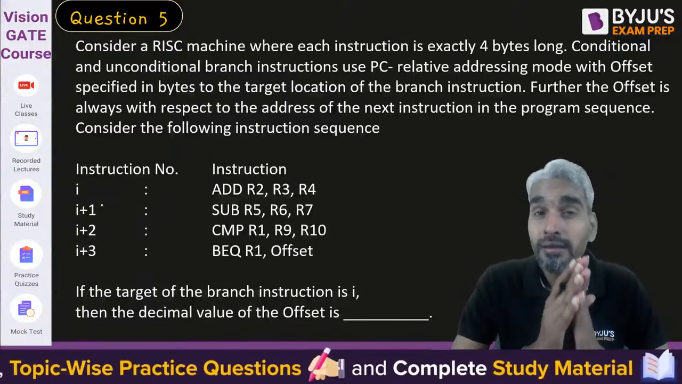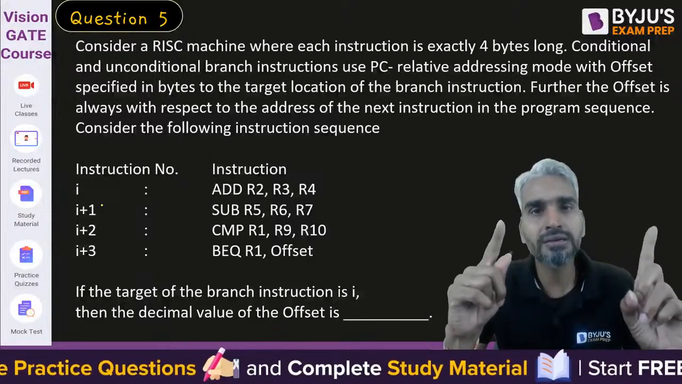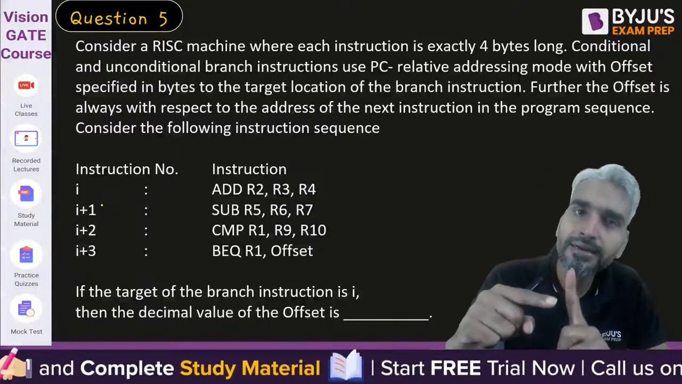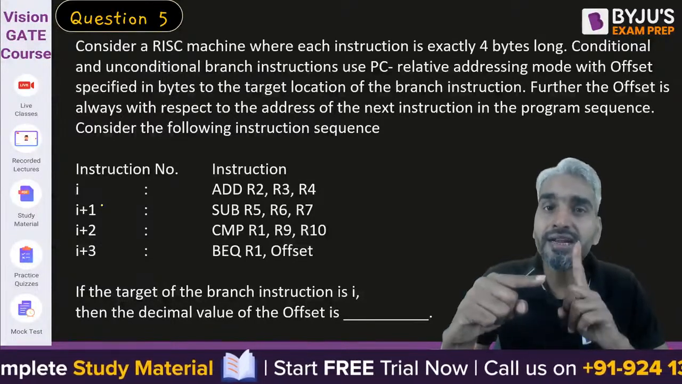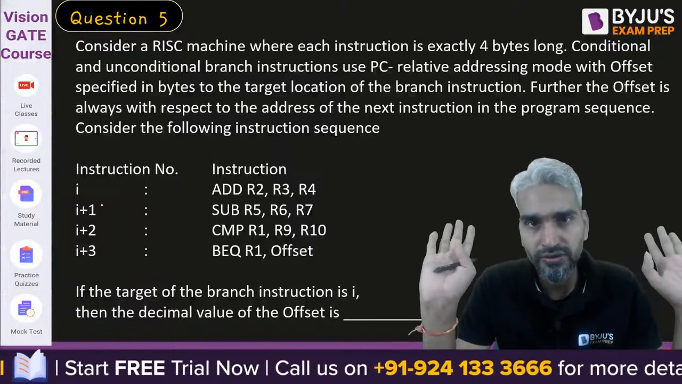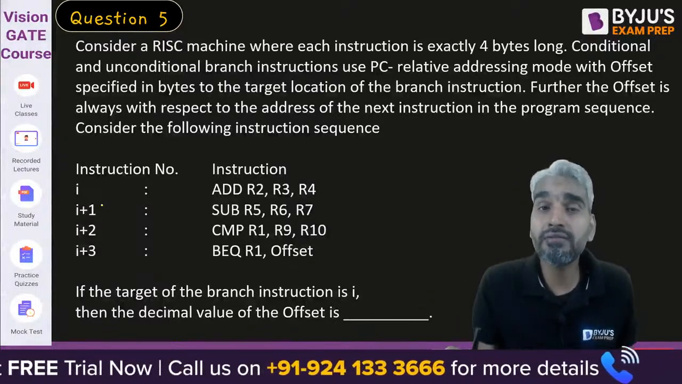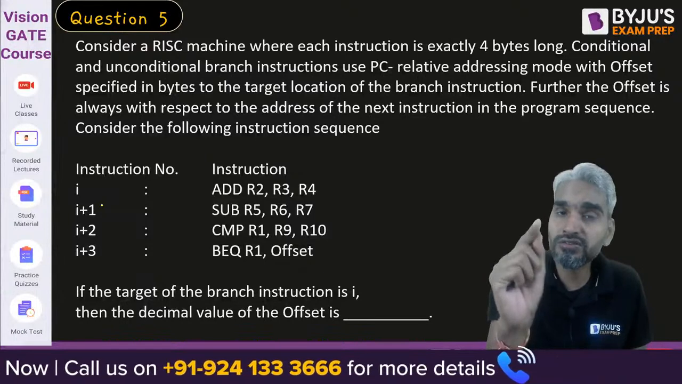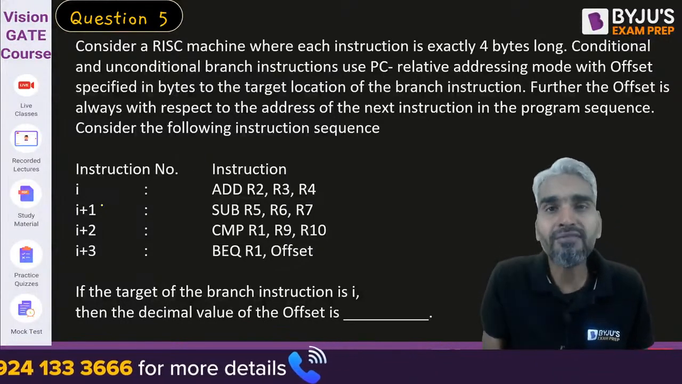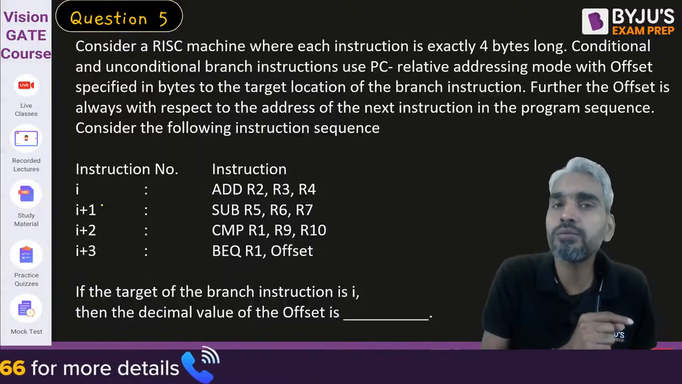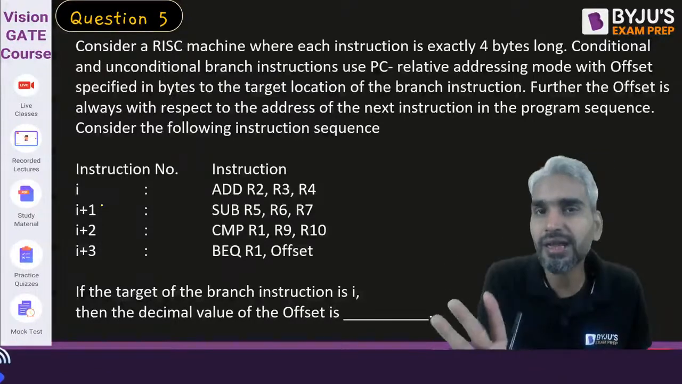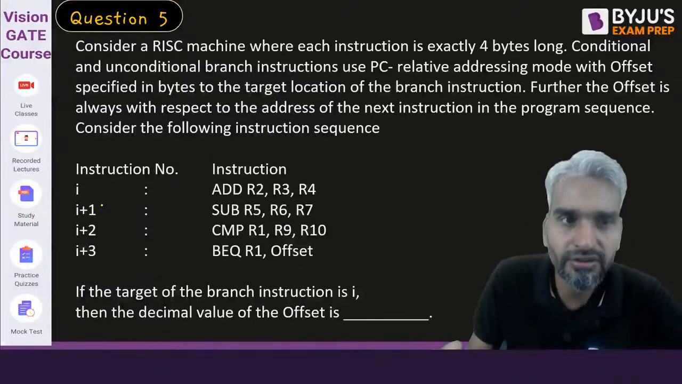So please make sure that you always remember one thing: by default, if not specified, memory will always be byte addressable. That's what we know. Now, in the PC relative addressing mode, the offset will always be with respect to the address of the next instruction. Apart from that, the offset in the PC relative branch instruction can be positive as well as negative. So these are the three important things from the concept of PC relative addressing mode.